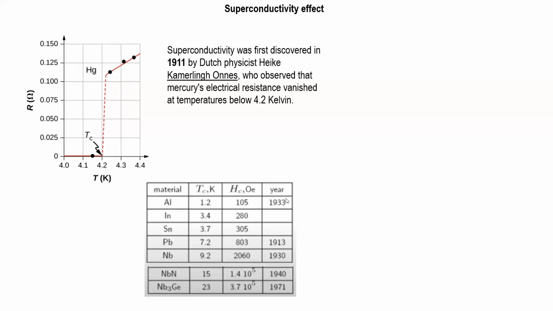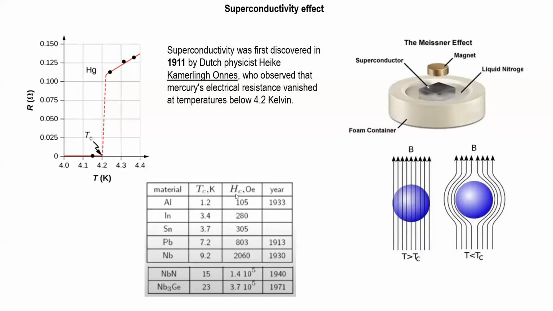Different materials have different critical temperatures of transition to the superconductivity state, and aluminum is one of the most feasible and useful materials for this purpose. One of the known effects of superconductivity is the so-called Meissner effect. The Meissner effect is the repulsion of the magnetic field from the superconductor below the critical temperature.